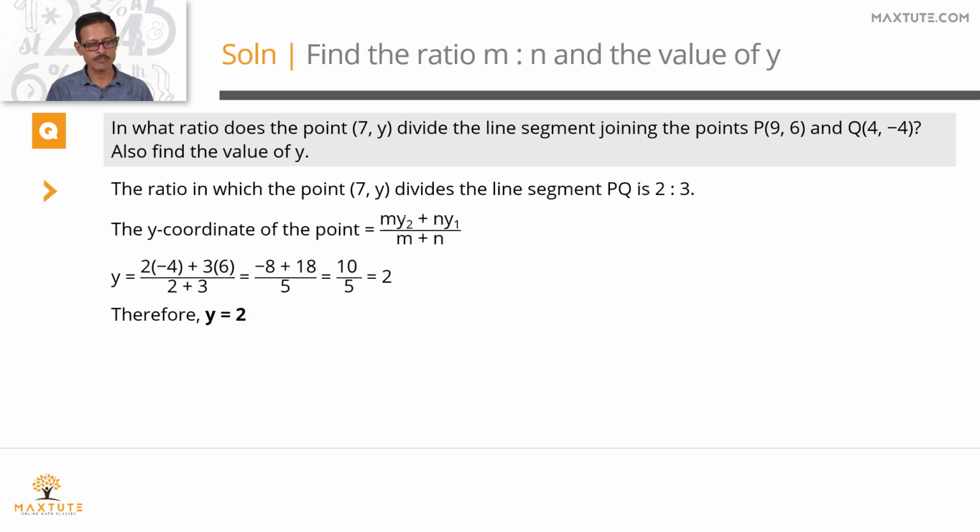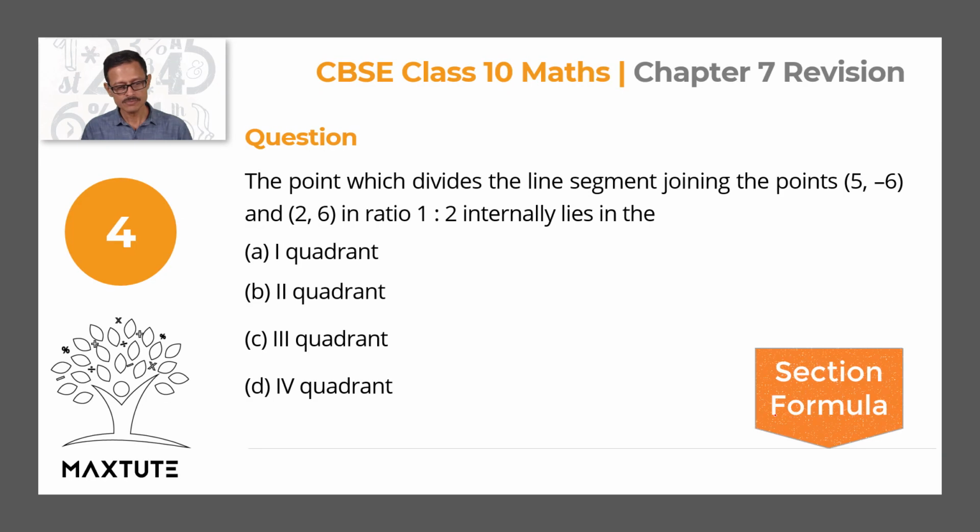Consolidated in a printed form: (my2 plus ny1) divided by (m plus n) is the y coordinate. m is to n is 2 is to 3. y1 and y2 are 6 and -4. Plugging it in, we get the value of y to be equal to 2.